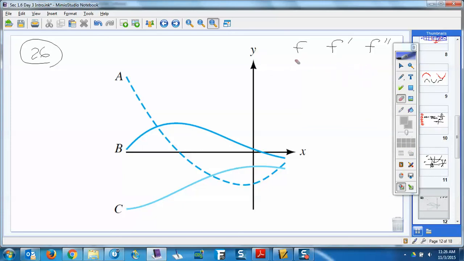Okay, that's what we're getting at. And you can talk about it with each other if you want to, or you can just try to get it on your own. So one of those is F, one of those is F prime, and one of those is F double prime. Okay, go.